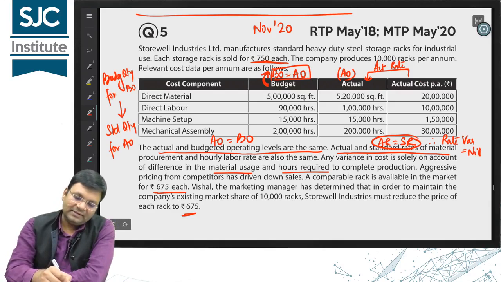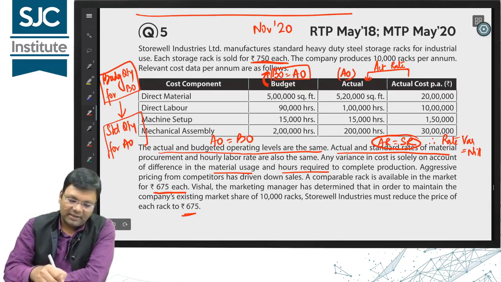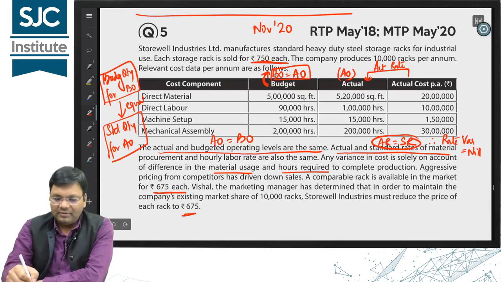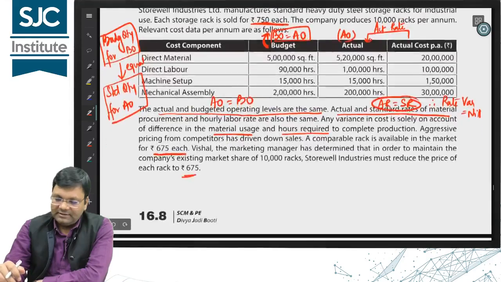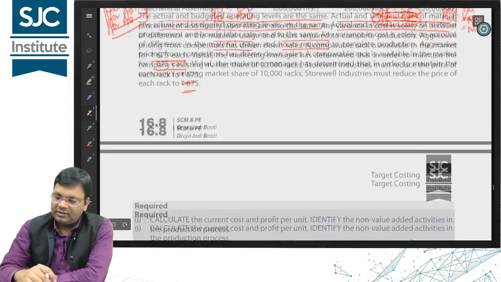So usually this is supposed to be changed in unitary method for AO, but here it is equal. In this sum it is equal. Why? Because budgeted output is equal to actual output. So budgeted quantity for BO is equal to standard quantity for AO. So this is given. Question is saying first find out current cost and profit per unit.